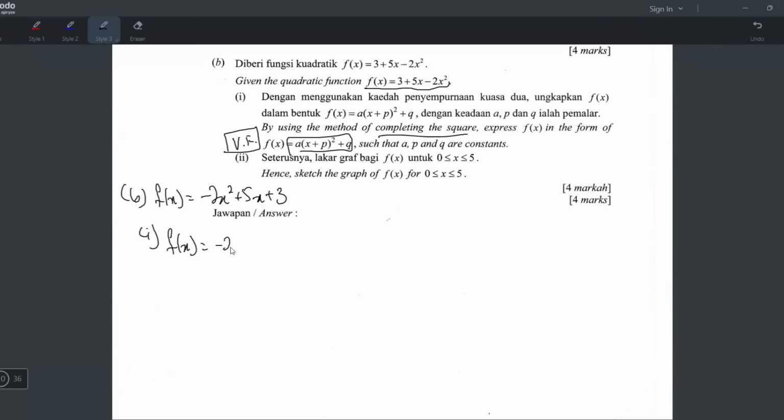So I have to divide everything by -2, but the -2 you have to write outside the bracket. So you are left with x squared, 5 divided by -2 is -5/2 x, 3 divided by -2 is -3/2. And after that, now you can do the completing the square.